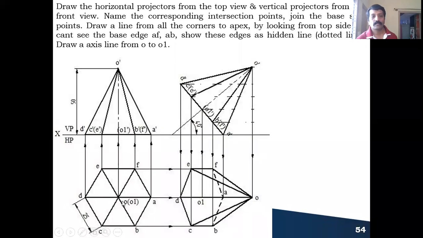and draw the horizontal projectors from all the points. Now you coincide the points. Where is A? A is here, A dash is here, this is A. B is here, B dash is here, this is B. C is here, C dash is here, this is C. D is here, D dash is here, this is D. E is here, and E dash is here, this is E. F is here, F dash is here, this is F. O1 is here, O1 dash is here, this is O1. Apex point O is here and O dash is here, this is O.